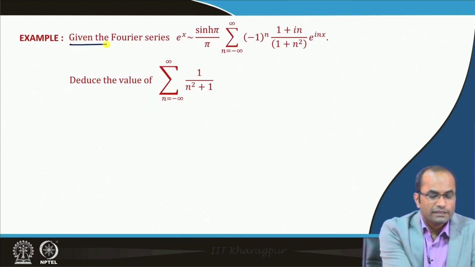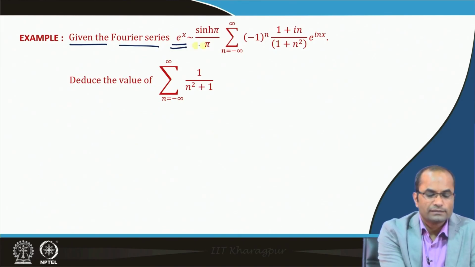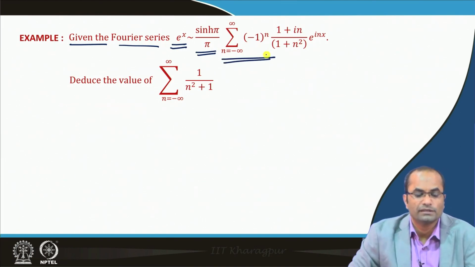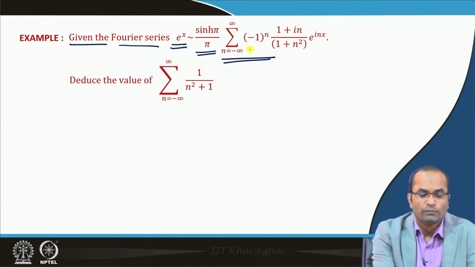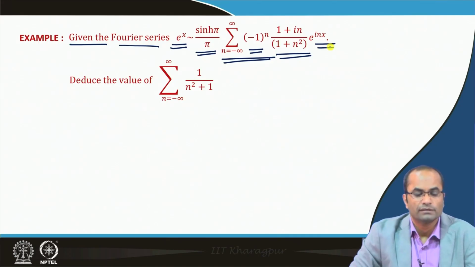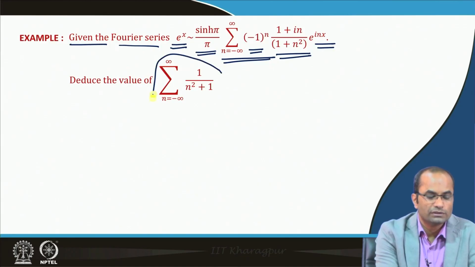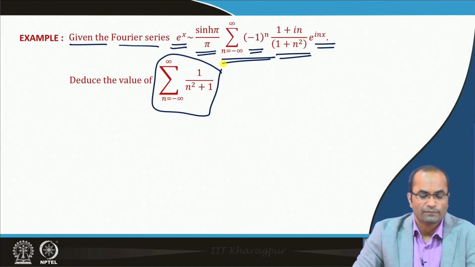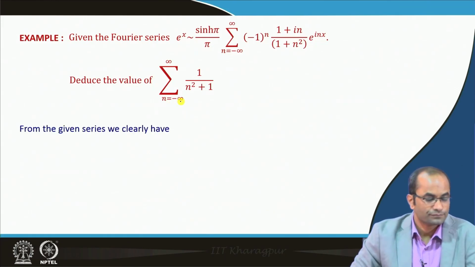So, the example here: given the Fourier series e^x = (sinh π / π) times the summation from minus infinity to plus infinity of (−1)^n (1 + i n) / (1 + n²) e^(i n x). That is the given Fourier series of e^x, and we want to deduce the value of the summation of 1 over (n² + 1), where n is from minus infinity to plus infinity.